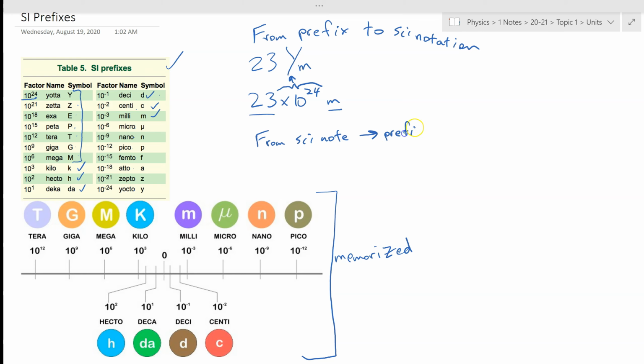If you want to go from scientific notation to a prefix, let's say I've got 1.3 times 10 to the negative 15 seconds. A very short amount of time. I would just replace the power of 10 with the relevant prefix. Equals 1.3, and that's right there, femto, lowercase f, s. 1.3 femtoseconds is 1.3 times 10 to the negative 15 seconds. So it's easy to switch back and forth if you're looking at a number.